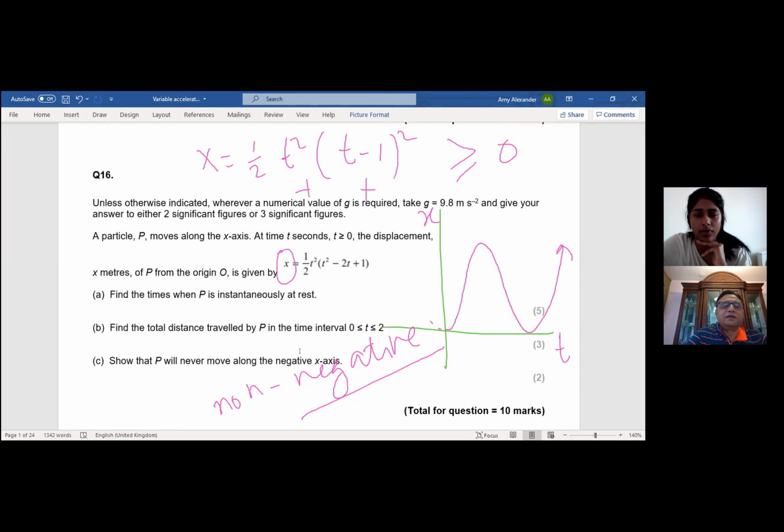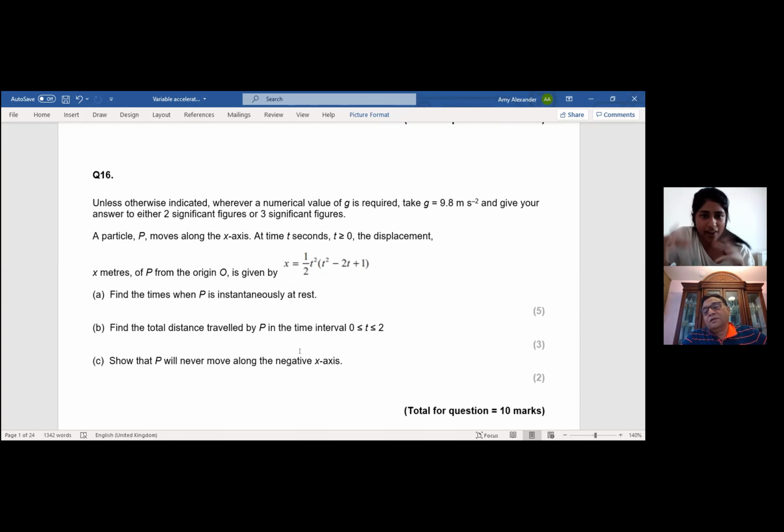So use the word non-negative. Do you think we can show it by just showing the graph? I think an algebraic expression is better in this case. You have already factored, and you've seen that each and every term is positive, right? Makes sense. Non-negative, I should say, because they can be 0. Okay. So that was all for that section on variable acceleration.